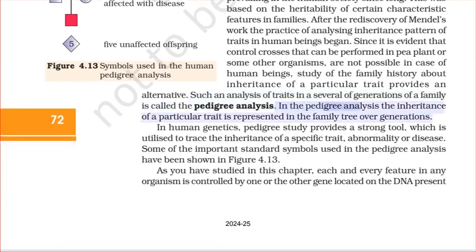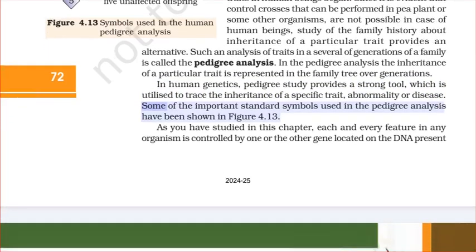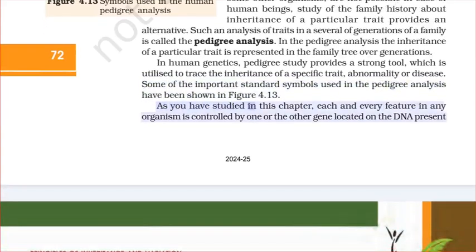In the pedigree analysis, the inheritance of a particular trait is represented in the family tree over generations. In human genetics, pedigree study provides a strong tool which is utilized to trace the inheritance of a specific trait, abnormality, or disease. Some of the important standard symbols used in the pedigree analysis have been shown in figure, as you have studied in this chapter.